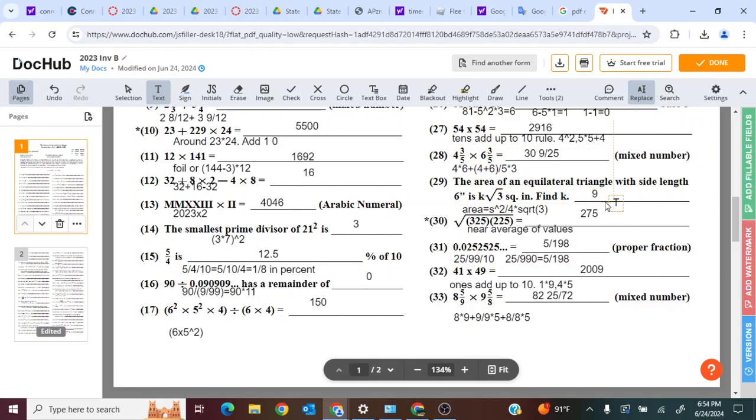Area of an equilateral triangle with a side length of that is what? Find K. Well, area of an equilateral triangle is side squared over 4 times square root of 3, or more useful in number sense, this side over 2 all squared times square root of 3. So in this case, it's 3 squared is equal to 9.